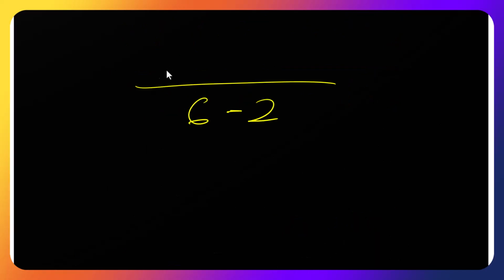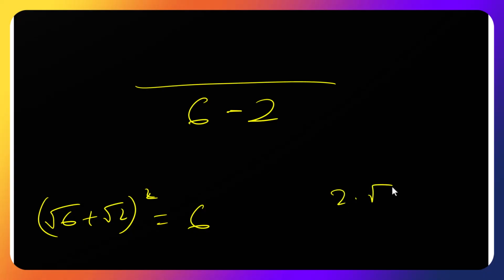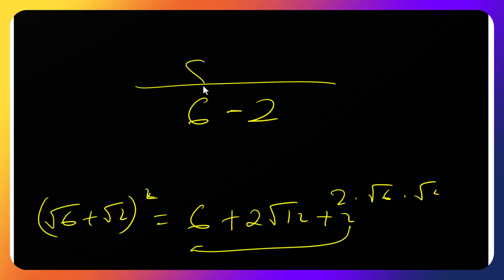We have square root of 6 plus square root of 2 squared. We have 6, 2, times this time that. So that will be 2 times root 6 times root 2. That will be 2 root 12, plus 2. So that will be 8 plus 2 root 12.